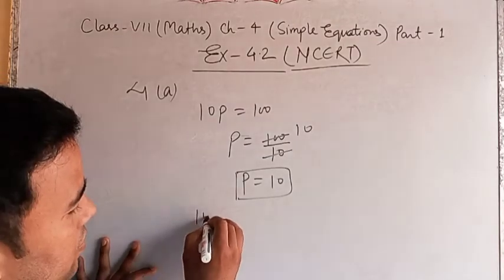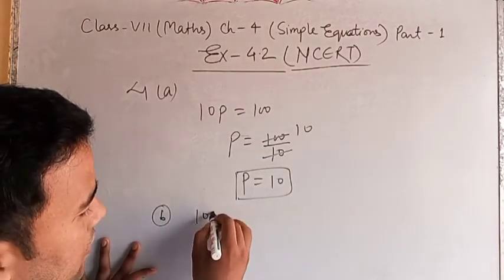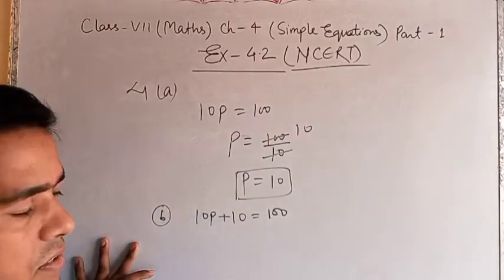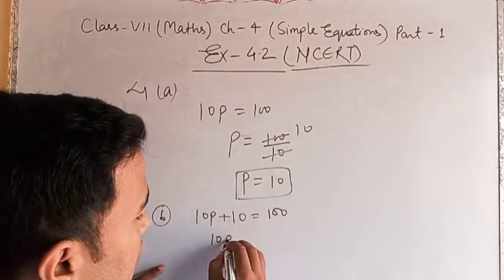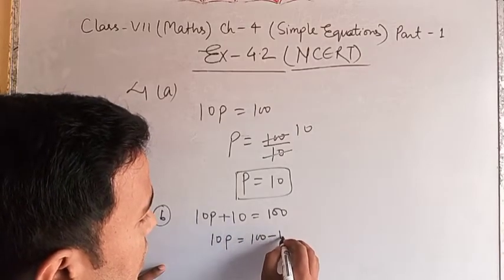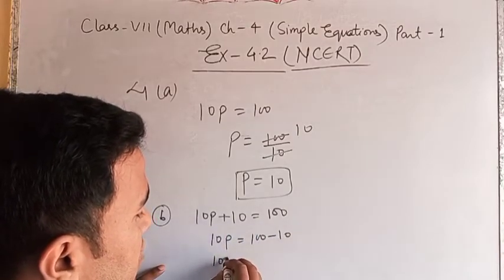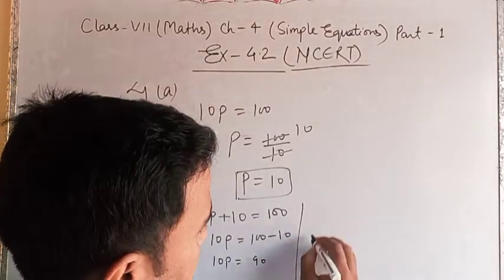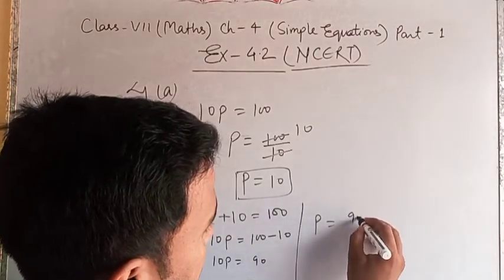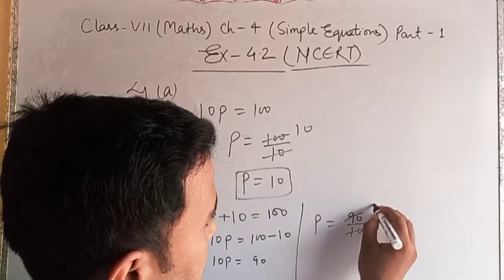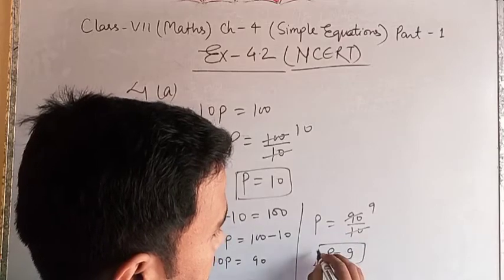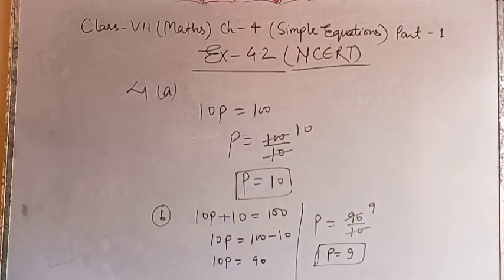B1. 10p plus 10 equal to 100. Then you can write 10p equal to 100 minus 10. Then 10p equal to 90. Clear? Then p equal to 90 by 10. 10 nines are 90. Then p equal to 9. Clear?